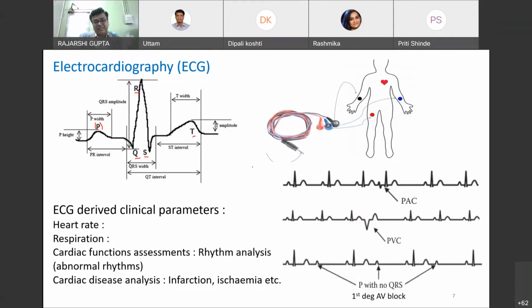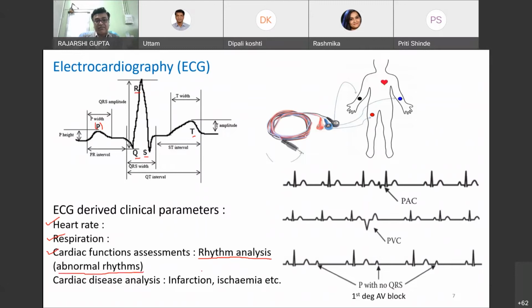In the case of ECG, since it is a direct physiological signal of endogenous type, the cardiologist directly measures these heights, durations, and wave intervals to infer about various cardiac abnormalities. There are many ECG derived clinical parameters also, like heart rate, as I have already mentioned, respiration, and cardiac function assessment. A major part is called rhythm analysis, or we call this arrhythmia analysis.